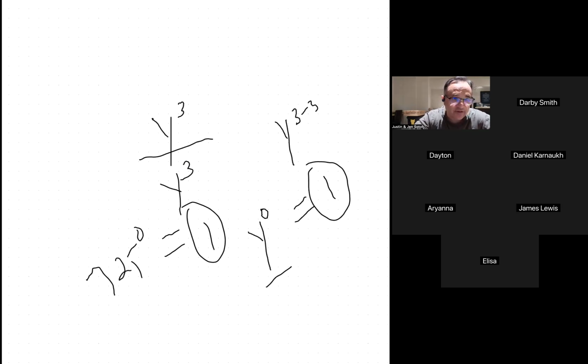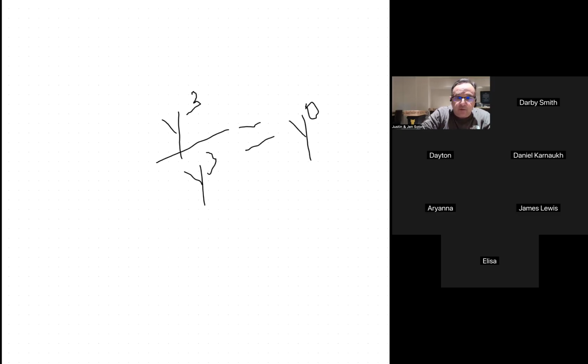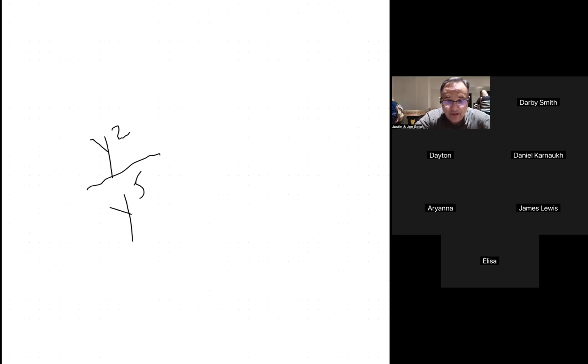So back to this original problem: y over 3 over y over 3 is equal to y to the 0 power, which is equal to 1. Okay. Let me give you one more. Y to the 2 over y to the 5. Let me show you what's going to happen when we do a problem like this. There's a couple different steps. You're going to do it the exact same way that you did to begin with. Y to the 2 minus 5. Okay, y to the negative 3.